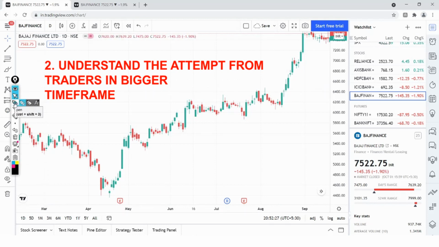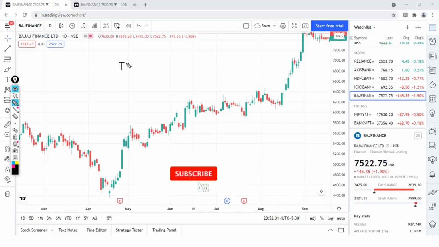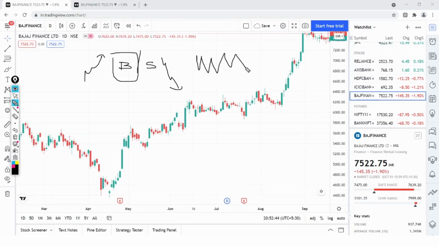When I speak of the attempt from traders in a bigger time frame, there are only two players in the market, that is buyers and sellers. If buyers are aggressive, the price will move up aggressively. If sellers are aggressive, the price will move down aggressively. If both are fighting, price will be more in a sideways territory. There are only three options in the market. You can use any indicator or a simple chart, these are the only three options in the market.